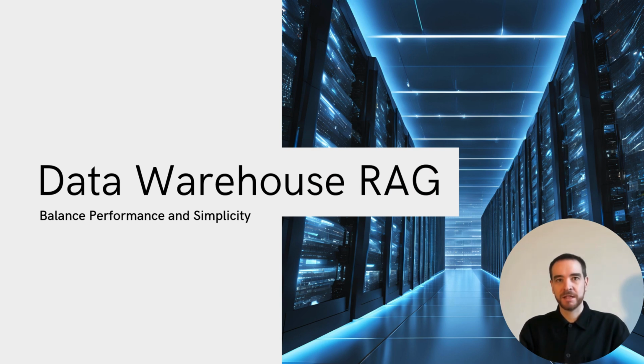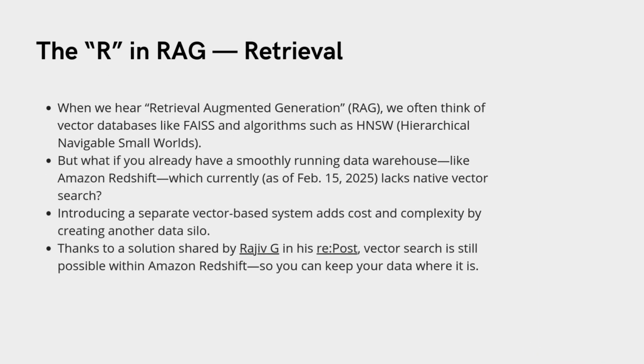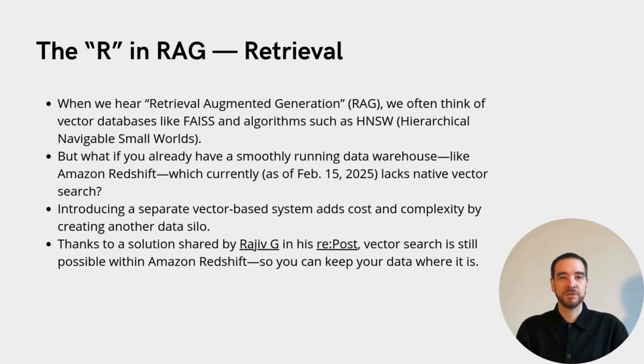My name is Niels, and I'm excited to share some thoughts on retrieval augmented generation at scale, especially how we can leverage Amazon Redshift in the process. Let's dive in. When it comes to retrieval augmented generation, or RAG, the first thing many of us consider is a dedicated vector database like FAISS or advanced search algorithms such as HNSW.